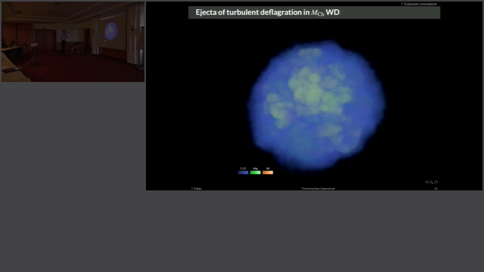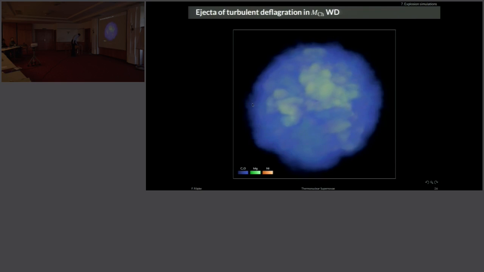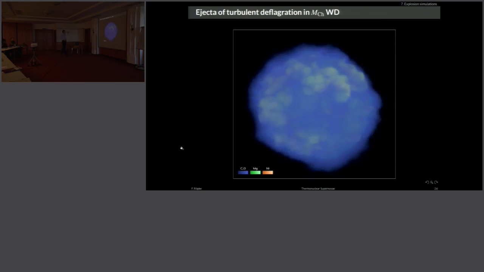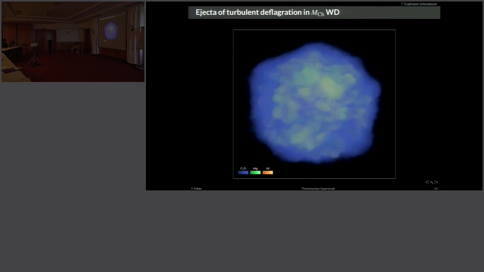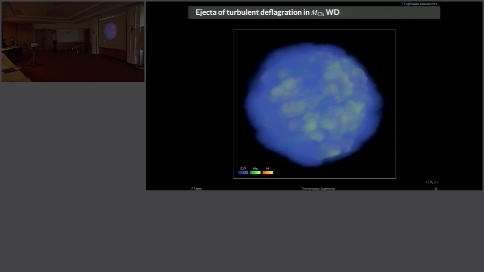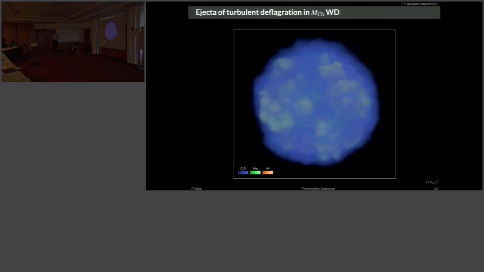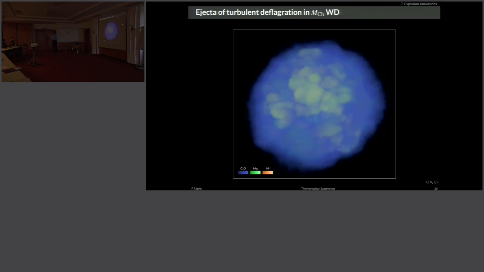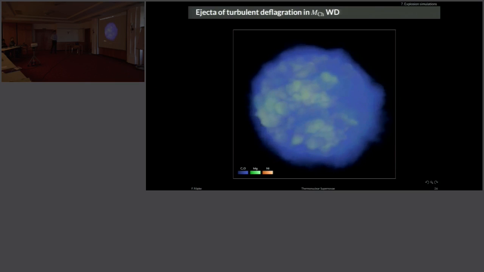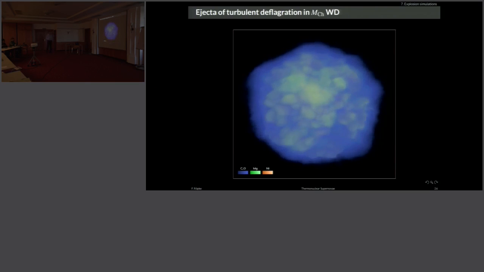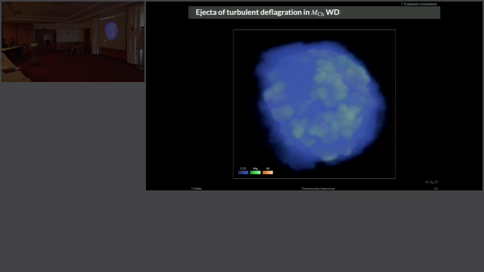So the outcome is illustrated here. So this is from this simulation the predicted chemical structure of the ejecta. So what I've color-coded here is the composition. So bluish material is carbon-oxygen. So this is predominantly seen at the surface. Then you have intermediate mass elements in green. And you see some of these features due to these Rayleigh-Taylor instabilities that come up here and are filled with mainly intermediate mass elements. And the iron group elements I've color-coded as the red color component, and this is predominantly seen in the center.